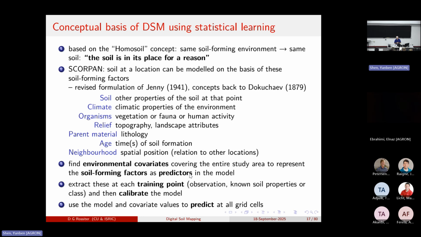So the conceptual basis is this concept called homosoil, meaning that if the soil forming factors are the same, the soil should be the same. This goes all the way back to Jenny and even all the way back to Dokuchaev. The idea is, why is a soil where it is? Well, the climate, organism, relief, parent material, age, and recently has been added the neighborhood, something about the spatial neighborhood. So the concept is if we can find layers that represent these, then if we can make this model, correlate this model, then we'll know what soil it will be.